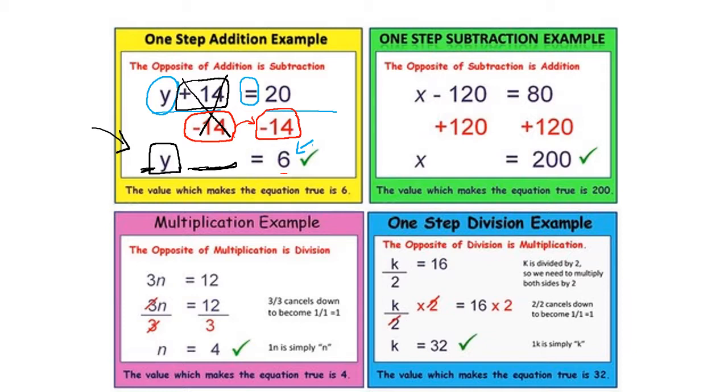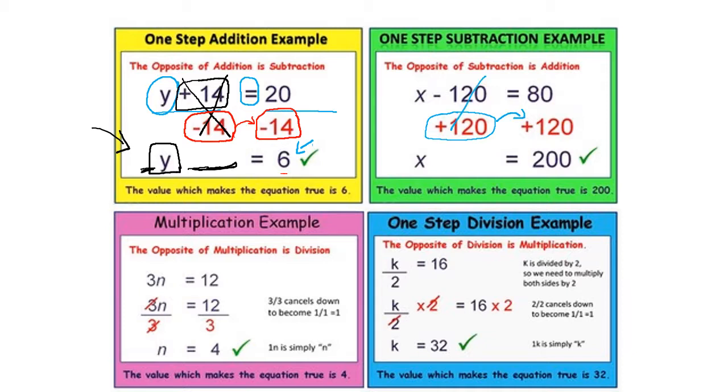Okay, let's go across to the green example. Here's x. We want to get him all by himself, but right now he has this minus 120 stuck to him. So what is the opposite of minus 120? Well, the opposite of minus is plus, so they're going to add 120. What I do to one side, I should do to the other.